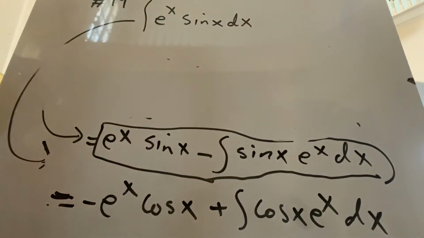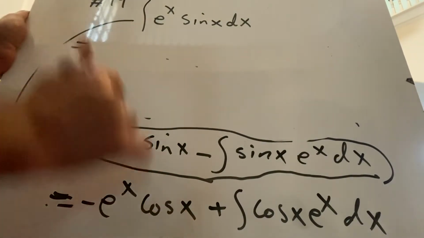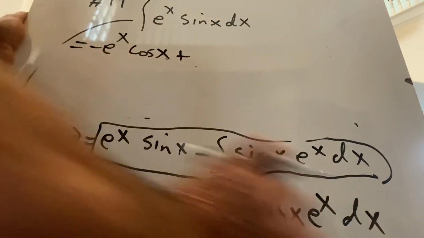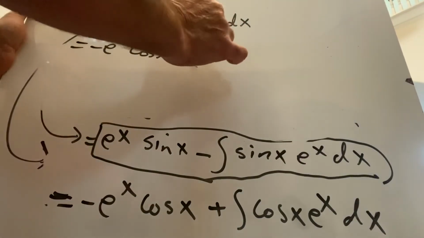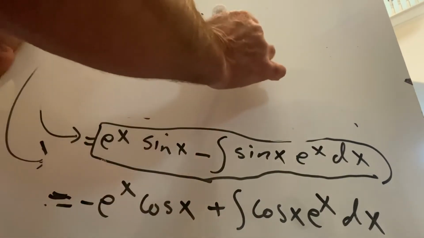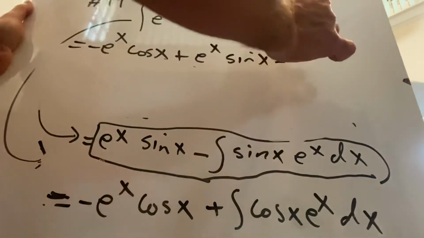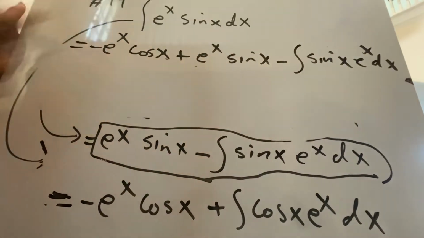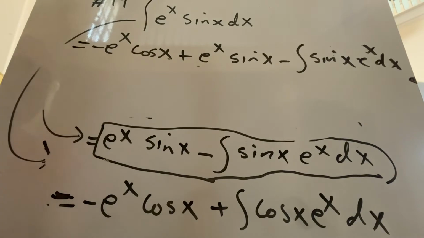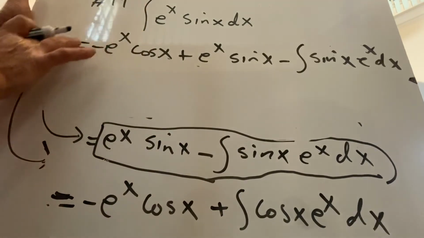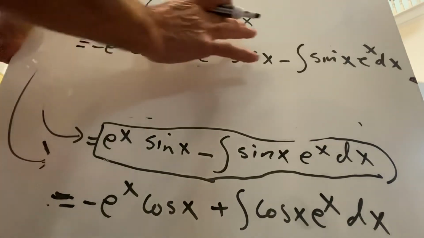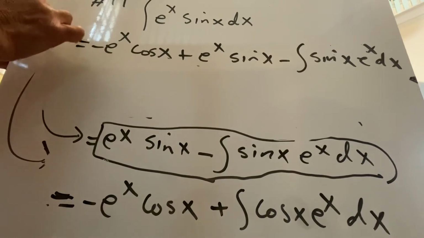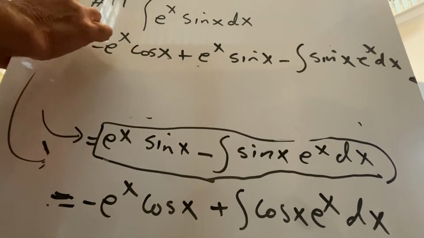So remember, that integral turned out to be the same as this part, which is negative e to the x cosine x. And then plus this integral, which we got to be this, which is going to be e to the x sine x, and then minus integral of sine x e to the x dx. Okay, so now, just to make it more clear, I'm going to write down the actual integral. So remember, this is all of that. So now we have integral of e to the x sine x dx equals that.